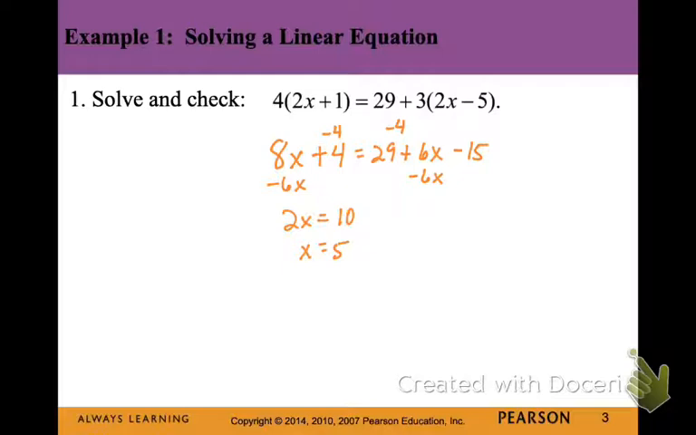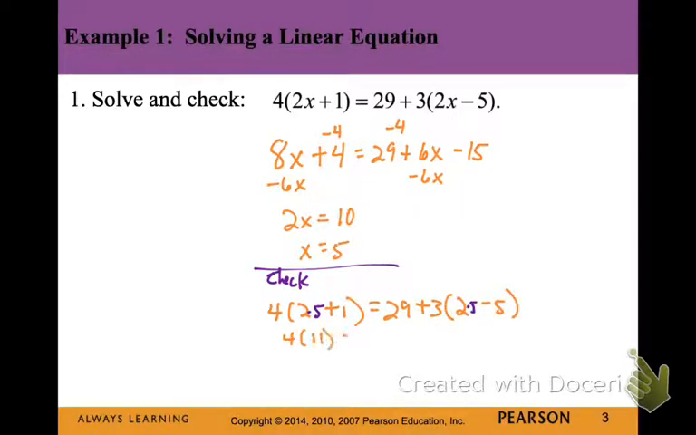What's nice about equations is you can always check your answers. So plug in your potential answer into the original equation for x. And then just do the math. So on the left side of the equal sign, we get 4 times 11, and on the right side, we get 29 plus 15. So the left side is 44, and the right side is also 44. This is a correct check statement, meaning that your solution is correct because the left side will match the right side.